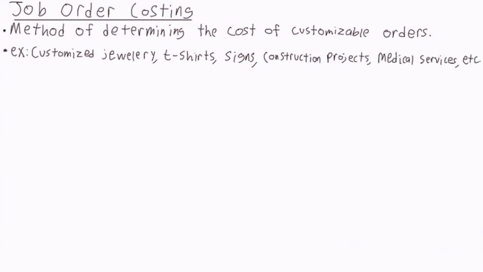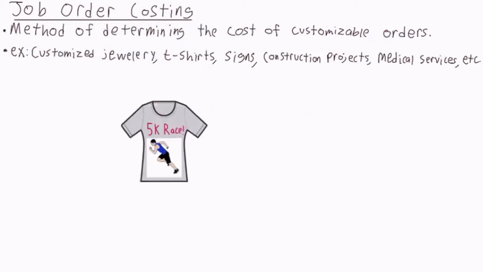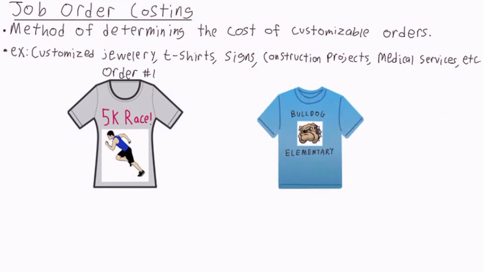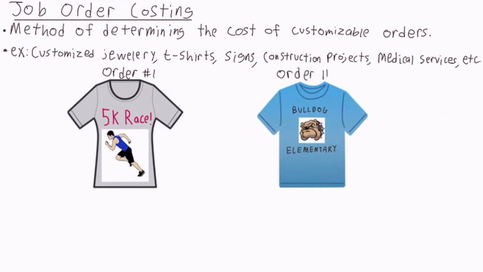Consider the example of a company that makes customizable t-shirts. Each job would consist of a batch of t-shirts made to order. One order could come from a 5K race that provides shirts for all race participants. Another order could come from students in an elementary school who need matching t-shirts for a field trip. You can see how each order or job will need to be customized to the customer's needs. Jobs come in different shapes and sizes and therefore will carry different costs.